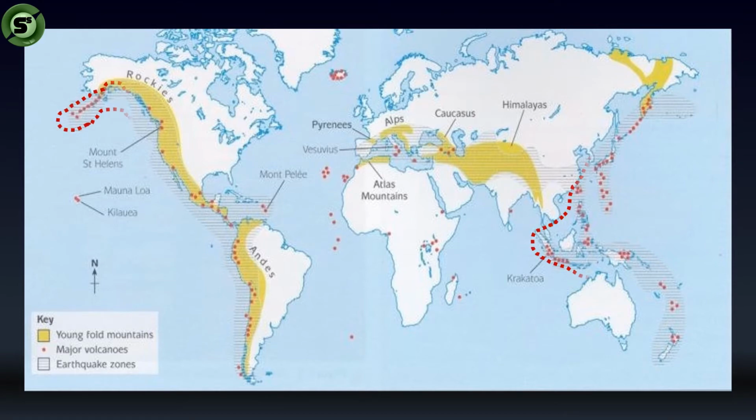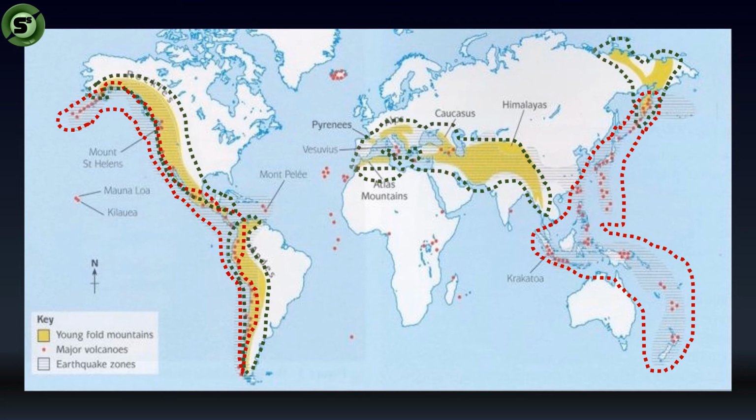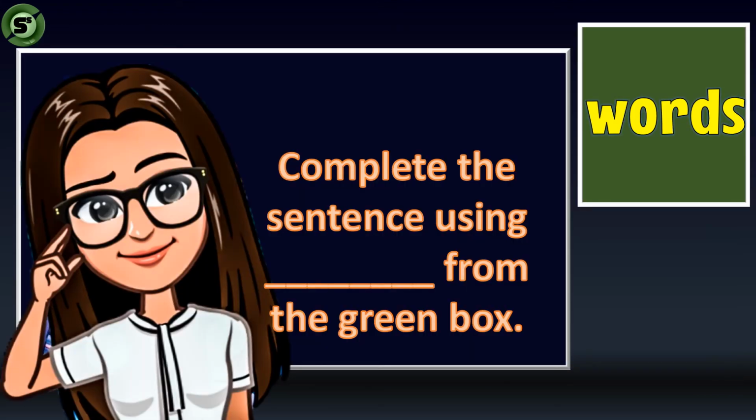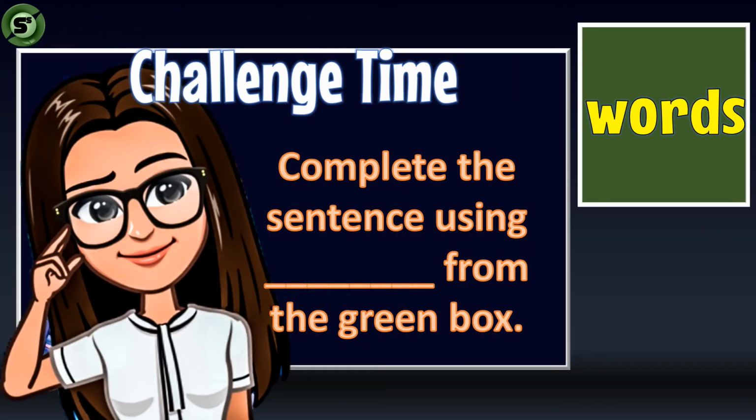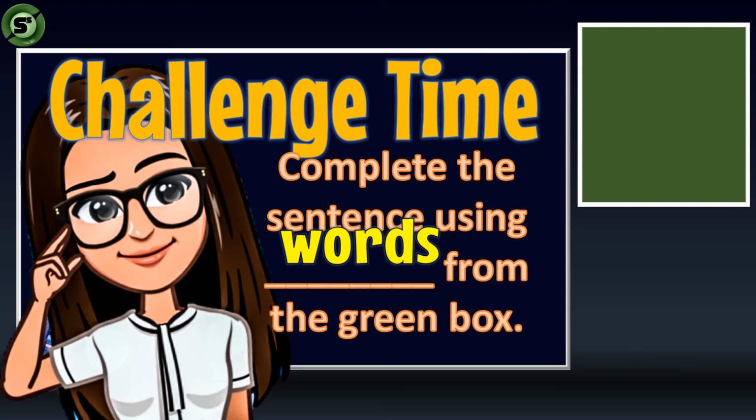Let's show where the active volcanoes are, and where the major mountain belts are located. Now, we notice that both these geologic features are situated along the boundaries. That is the end of the discussion. But I want to make sure if you get the point or not. So let's have our challenge time. Our challenge is simple. All you need to do is to complete the sentences using the words found in the green box. You got 15 seconds in each set.